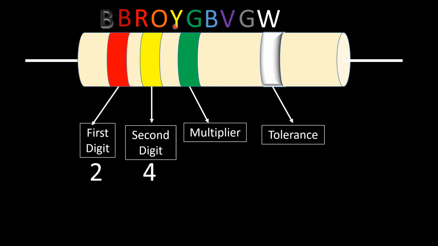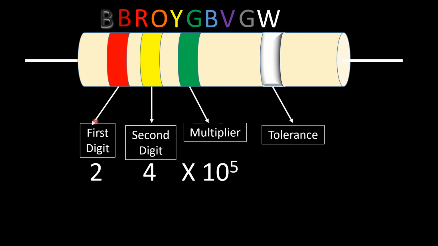Now the resistance may be 24 ohm or 240 ohm or 2400 ohm. How do I know? So the third color band will give me the multiplier value. And as it is green, which number corresponds to green? So again 0, 1, 2, 3, 4, 5. So 24 multiplied by 10 raised to 5 is my resistance value.